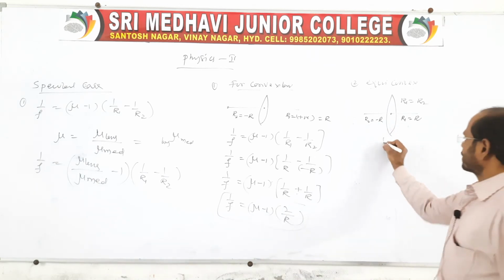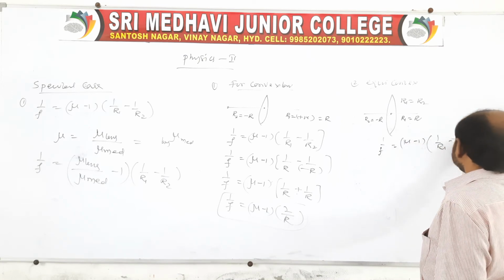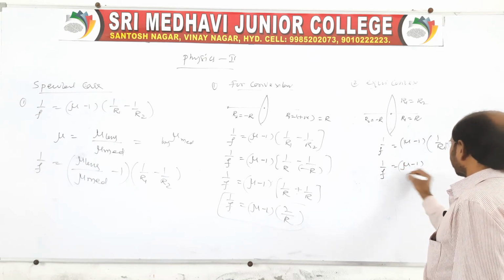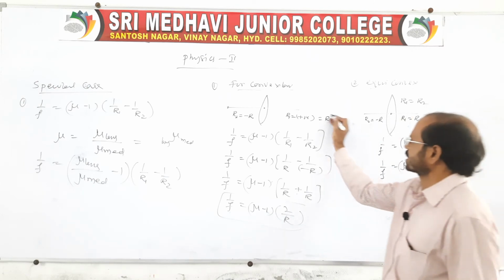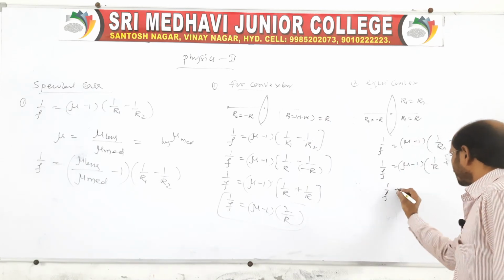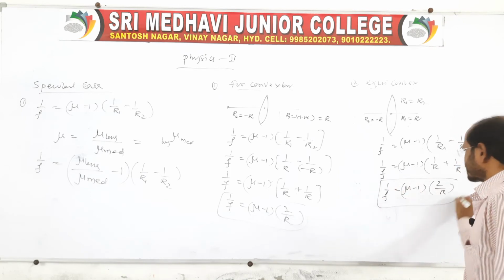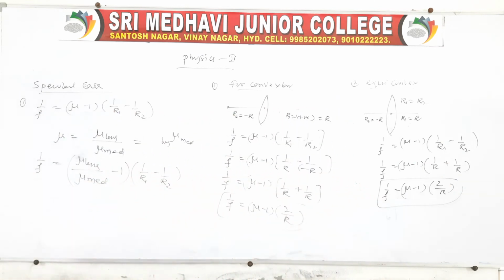So 1 by f is equal to mu minus 1 into 1 by R1 minus 1 by R2. So 1 by f is equal to mu minus 1 into 1 by R plus 1 by R. Of course, it is like an equiconvex, because here also R1 and R2 are equal to R. So 1 by f is equal to mu minus 1 into 2 by R. It is equiconvex. Clear? It is the third case, and let us move to the next case.